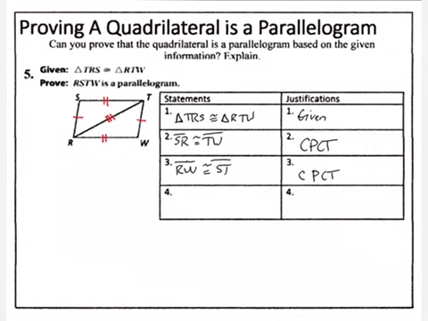Well, that right off the bat tells us that RSTW is a parallelogram, and we know that because opposite sides are congruent, so that would be condition 1, or we'd say opposite sides are congruent.